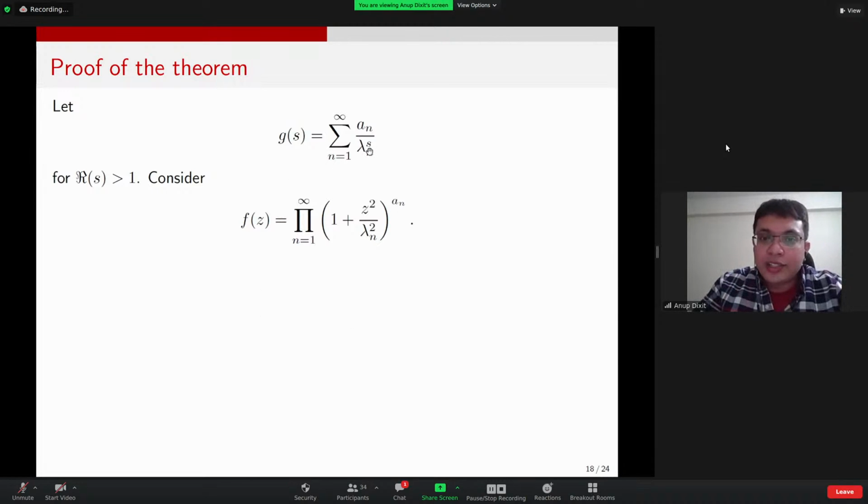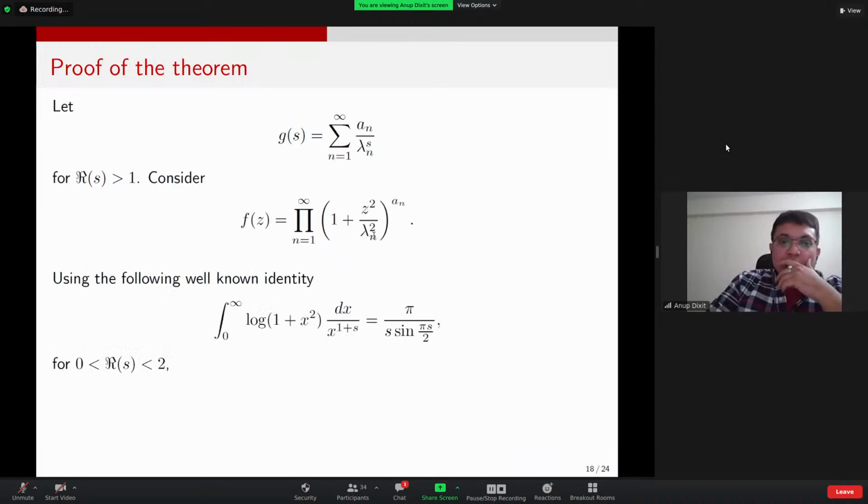Because this series is absolutely convergent for real part of s greater than 1, we can conclude that this product is in fact an entire function. And once we put squares here, it will give us that the product is an even function. So on the real line, whatever value it takes on the right hand side, the same value it will take on the left hand side.